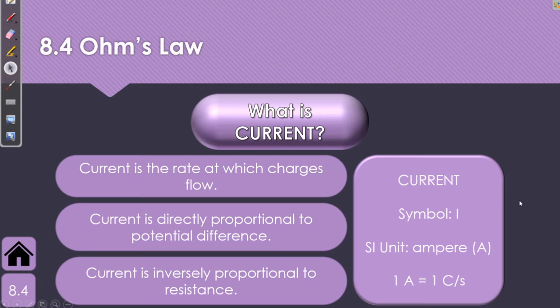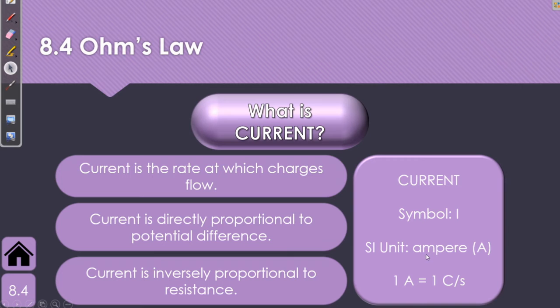Speaking of current, let's get a formal definition for that. Current is the rate at which charges flow, and it is directly proportional to the potential difference, which means if you increase the voltage, you will increase the current, but it is inversely proportional to the resistance. So if you increase the resistance, you will decrease the current. Now, the symbol for current is a capital I. I don't know why. It just is.